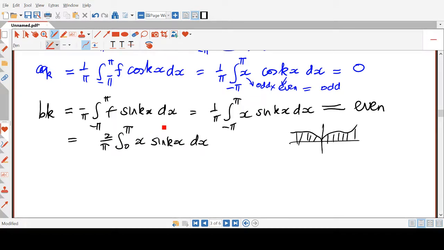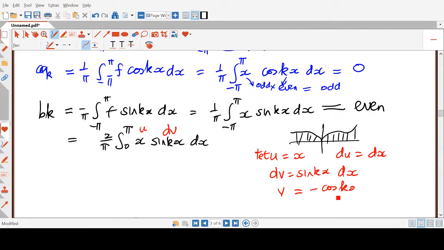Let that be u and let this be dv. So let u equal x, then du will be equal to dx. Let dv be sine kx dx. Now we want v, so you have to integrate this. The integral of sine is minus cos kx over k. Okay, time has beaten us, but now you must calculate this. I'm leaving this for you to do at home. uv minus integral v du.